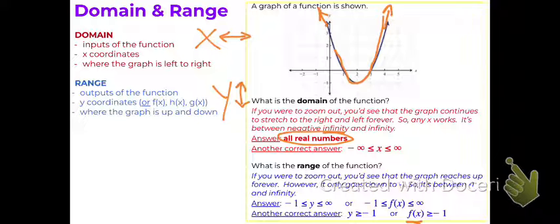So domain is x, range is y. Make sure on the multiple choice, if they're asking for the domain, you pick the choice that uses an x. If they're asking for the range, you pick the choice that uses a y. It doesn't matter if the number's right. Make sure that you're picking the correct variable, x or y, also.